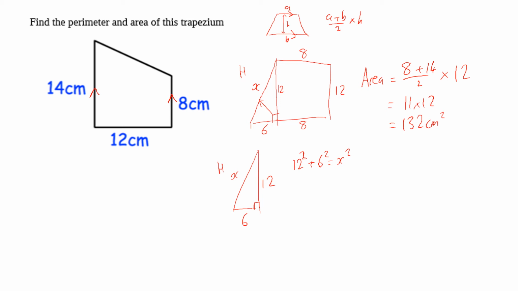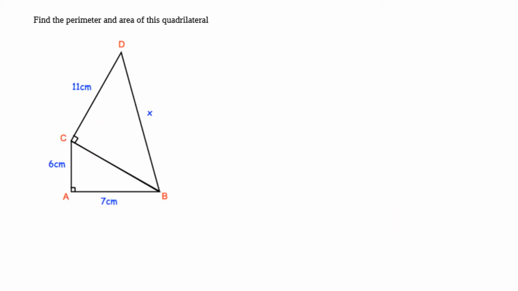So we'll get x squared is equal to 180. X is the square root of 180, which is equal to 13.42. And then we want the perimeter of this shape, so we're just going to add up, again, the trapezium. We're going to add up our 14, our 12, our 8, and our 13.42, and that will give us 47.42 centimeters.